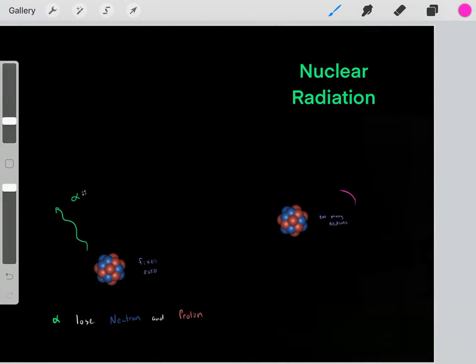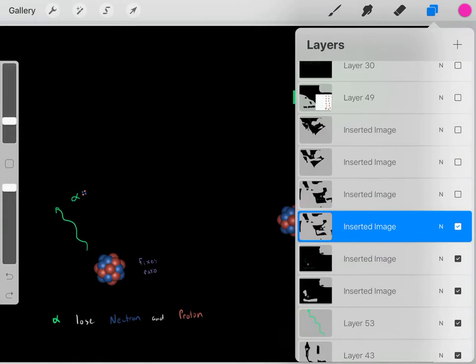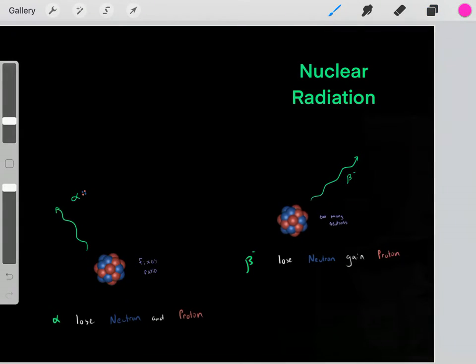Another example is maybe we have this atom that has too many neutrons. So maybe it has too many neutrons, so it doesn't have a stable ratio. So essentially this will emit another type of nuclear radiation. Maybe it will emit these negative beta particles. So when it releases these negative beta particles, it essentially loses a neutron and it gains a proton. A neutron is converted into a proton. So therefore, this type of radiation turns a neutron into a proton, and that's a way to fix the ratio.